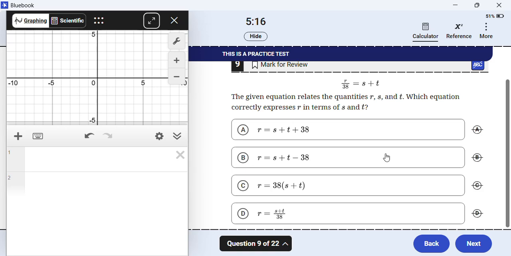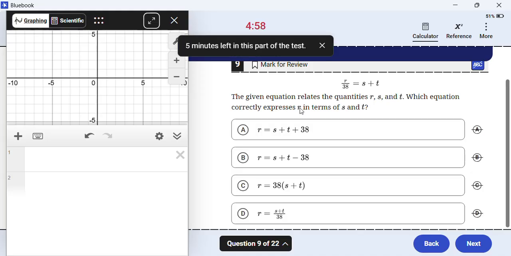The given equation relates the quantities R, S, and T. Which equation correctly expresses R in terms of S and T? So you can use Desmos. Really, we can just look at it. What they're saying is they want R by itself.